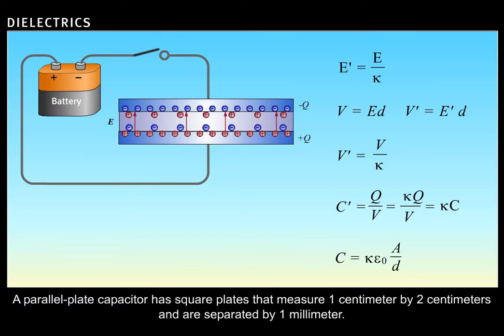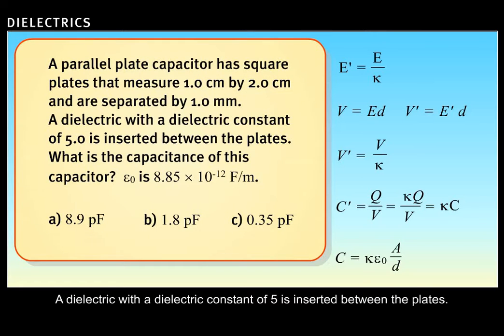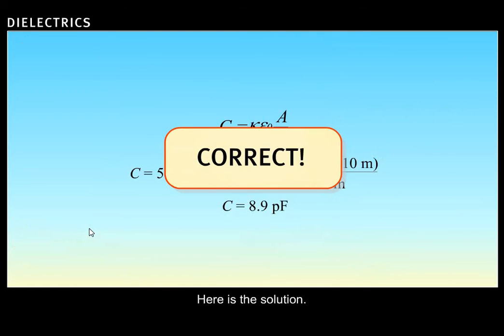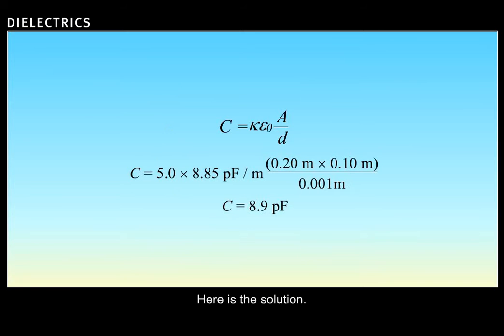A parallel plate capacitor has square plates that measure 1 centimeter by 2 centimeters and are separated by 1 millimeter. A dielectric with a dielectric constant of 5 is inserted between the plates. Correct. Here is the solution.